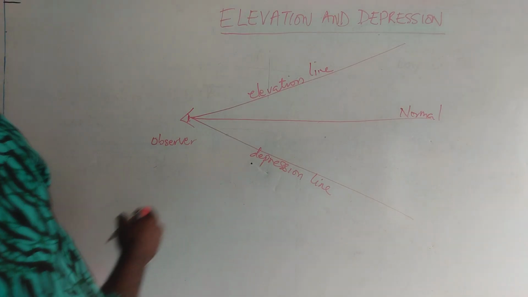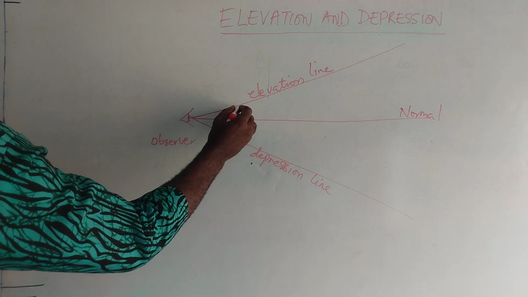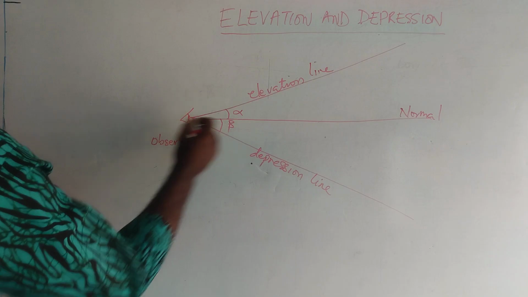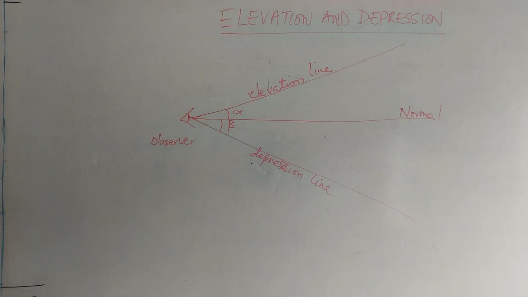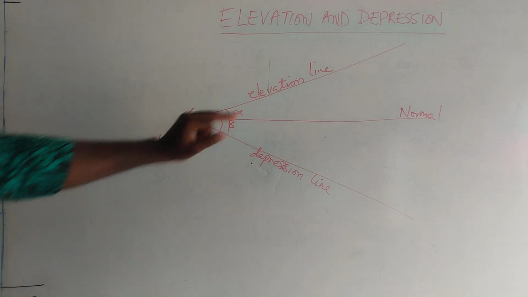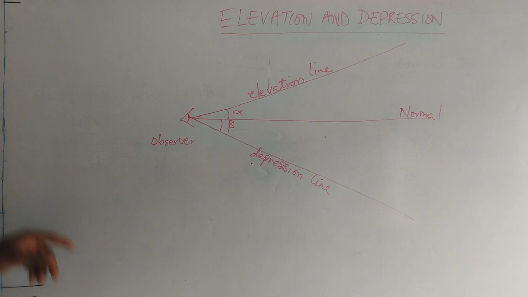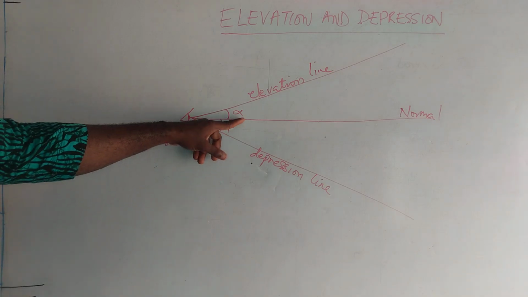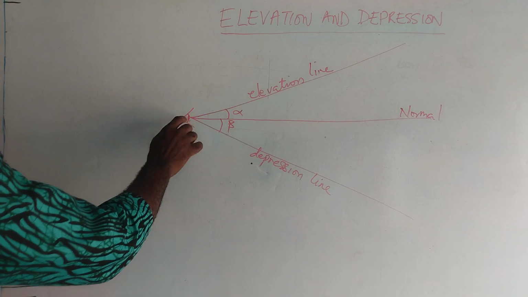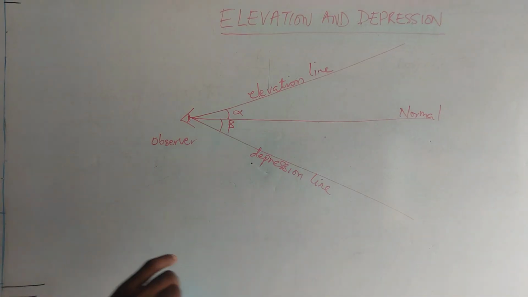Now, an angle is formed here. I will name it alpha. And also an angle is formed here. I will name it beta. The angle formed between the elevation line and normal is called angle of elevation, while the angle formed between the normal and the depression line is called angle of depression. Don't forget, every observer must have a normal, which is a straight horizontal line.